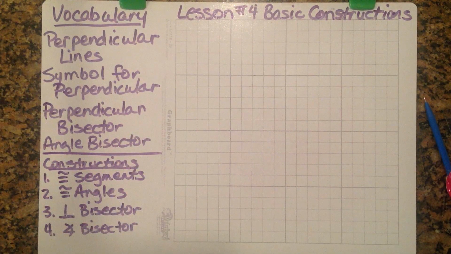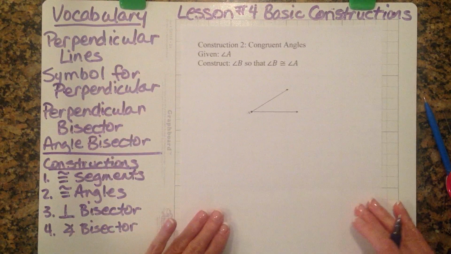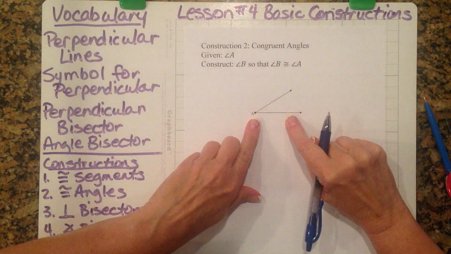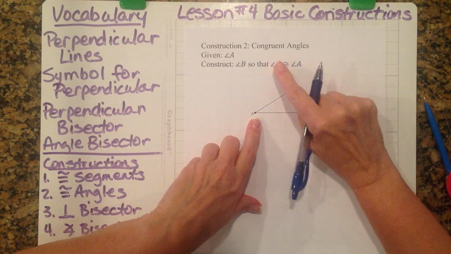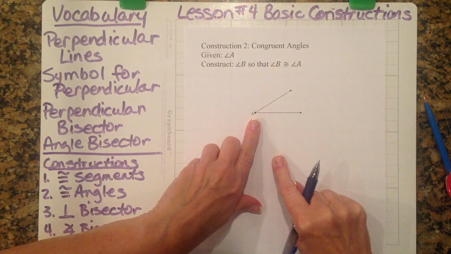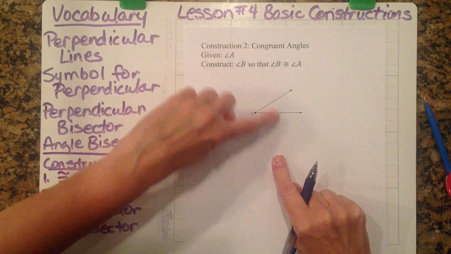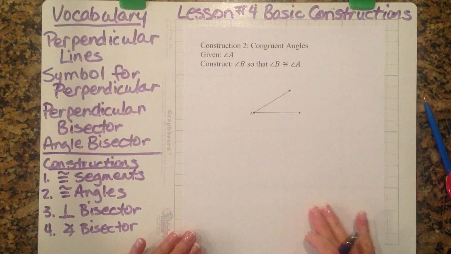Okay, let's go to our next one. It is congruent angles. So I'm given angle A. I'm going to construct angle B right down below here so that A and B look exactly alike.